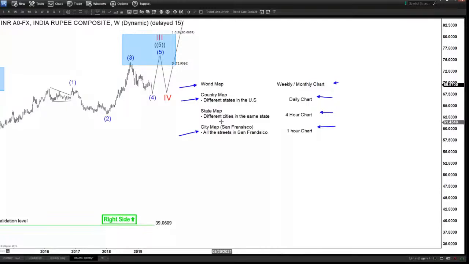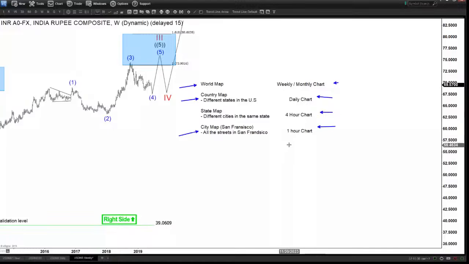Like the state map and the city map, they should be the same. Basically, they should not contradict one another, right? Same way, when you look at the 1 hour chart, it should fit within the 4 hour chart, and the 4 hour chart fit within the daily, and the daily fit within the weekly and the monthly chart. So then you apply the different degrees.